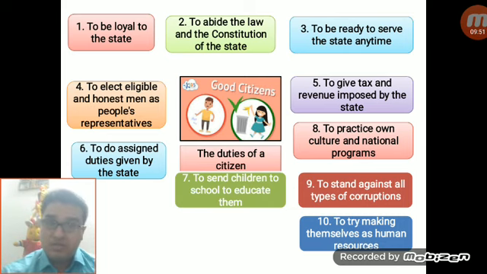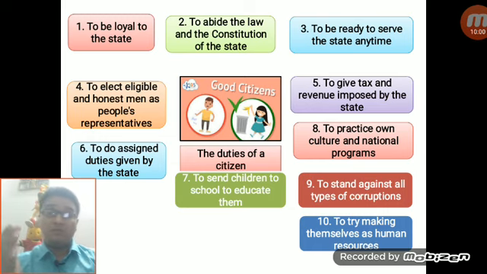So that's all about the duties of a citizen. If we try to do all of these things as good citizens, then we will be able to make ourselves good citizens. So dear students, this topic is highly important for creative questions, so you have to give much attention to this topic.